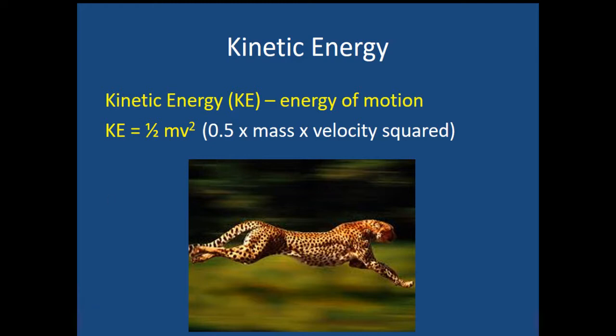Now, kinetic energy has this equation here. Kinetic energy equals 1/2 m times v squared. If you want to write it out a different way, kinetic energy equals 0.5 times the mass of the object moving times its velocity squared. When you do this equation, you want to square the velocity before you multiply anything. Make sure you're squaring the velocity before you multiply by the mass and before you multiply by 0.5.